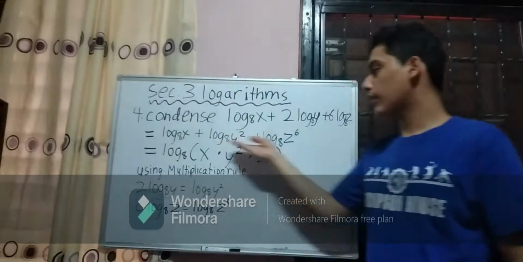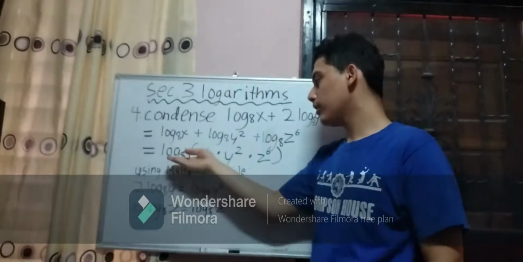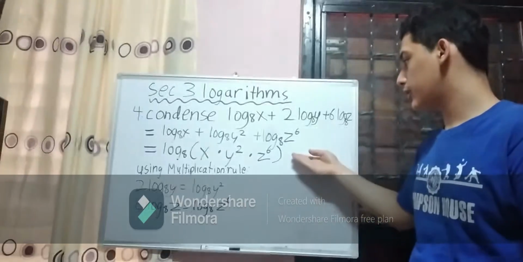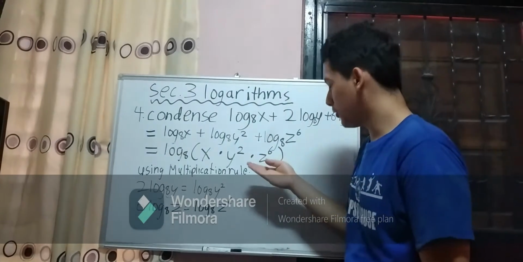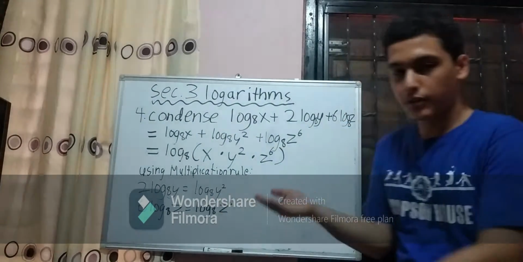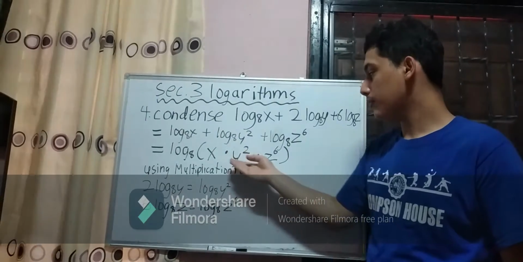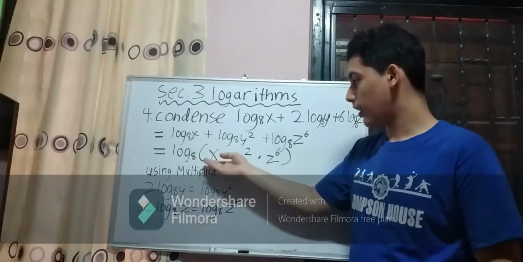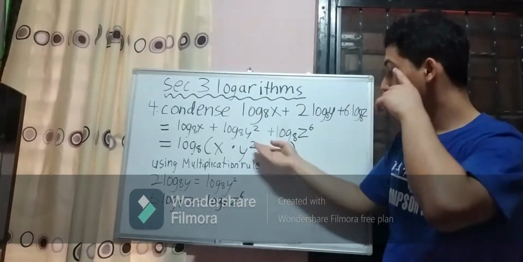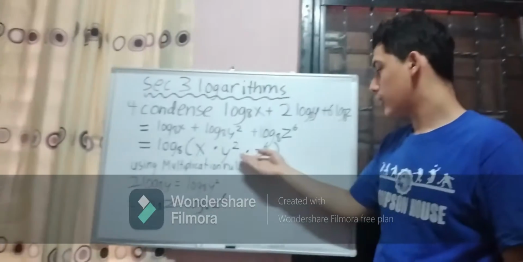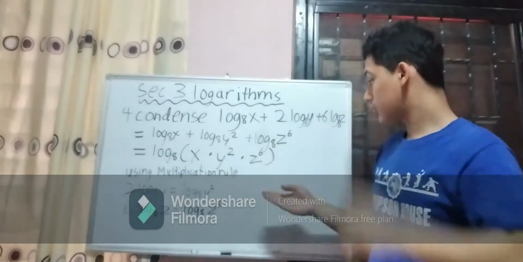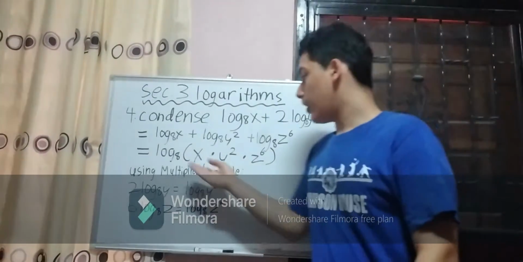Since all of them have log 8, they can all be grouped into one, with each variable being placed into a bracket with its respective power. So the answer will read log 8, open brackets, 8 times x times y squared times z to the 6th, close brackets.